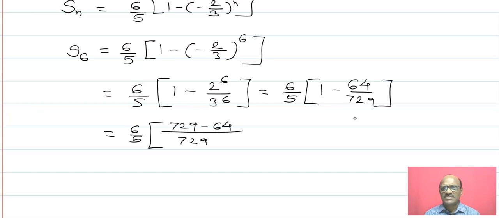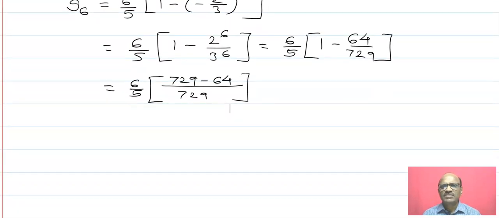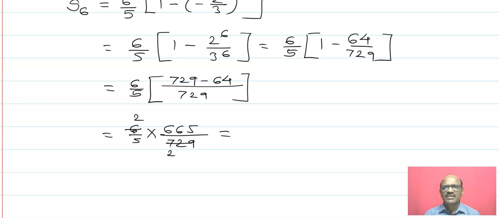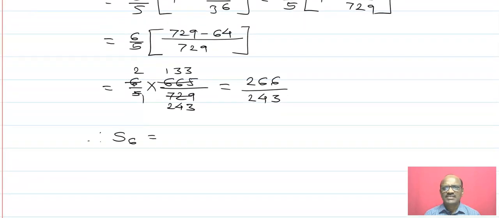Now simplify this. It's very simple. That is 1 into 729, that is 729 minus 64 upon 729. That is 6 by 5 into 665 upon 729. And normal simplification is there. Therefore, 266 upon 243. This is S6. That is 266 upon 243.